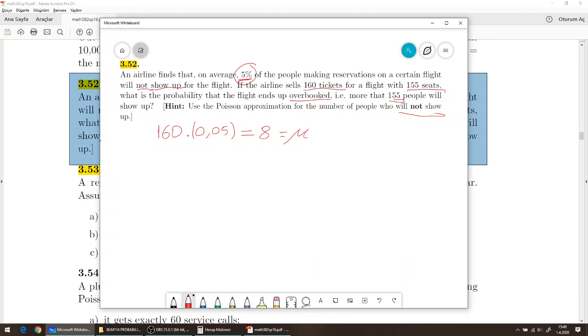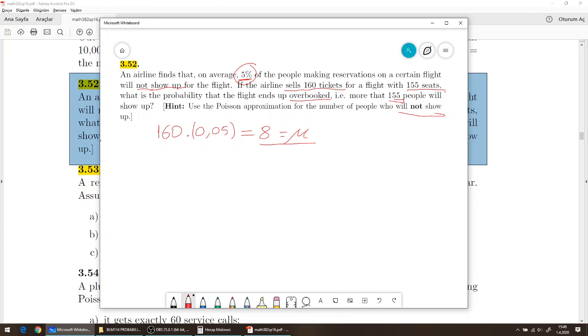Why did we use 160 instead of 55? Because we sell 160 tickets, and 5% of the sold tickets makes 8. That is our mean or expected number of passengers that will not come for the flight. Then, what is the question? The question is, what is the probability that the flight ends up overbooked? That means more than 155 people will show up.